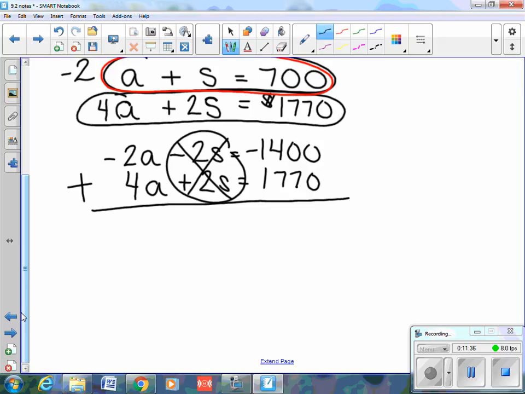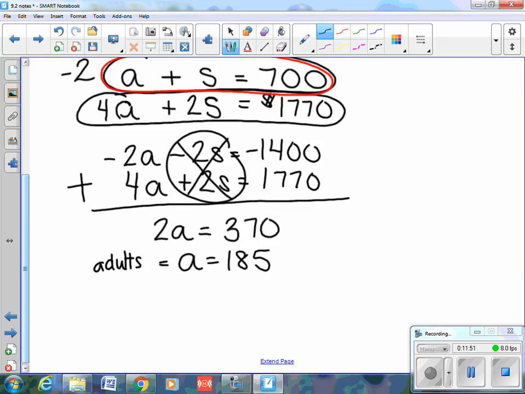4A take away 2A is a positive 2A equals 370. So A must equal 185, which stands for adults. If there are 185 tickets sold for adults, obviously for students, it's going to be 700 minus 185, which is 515.